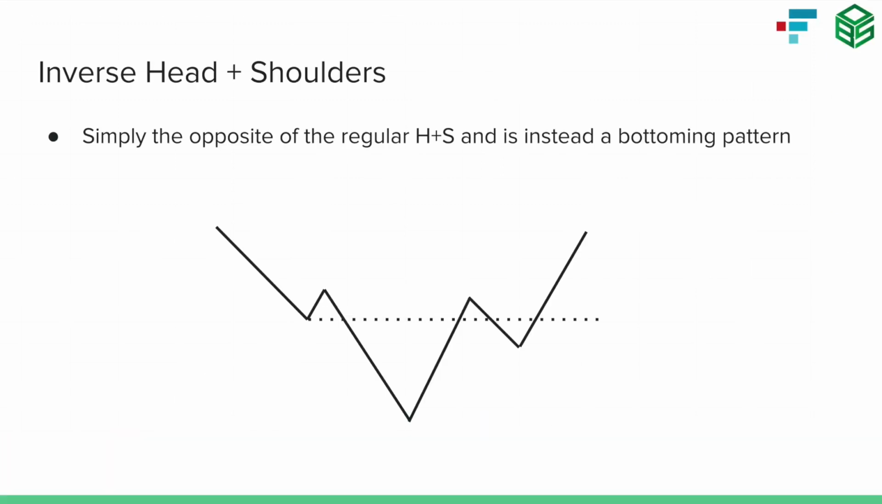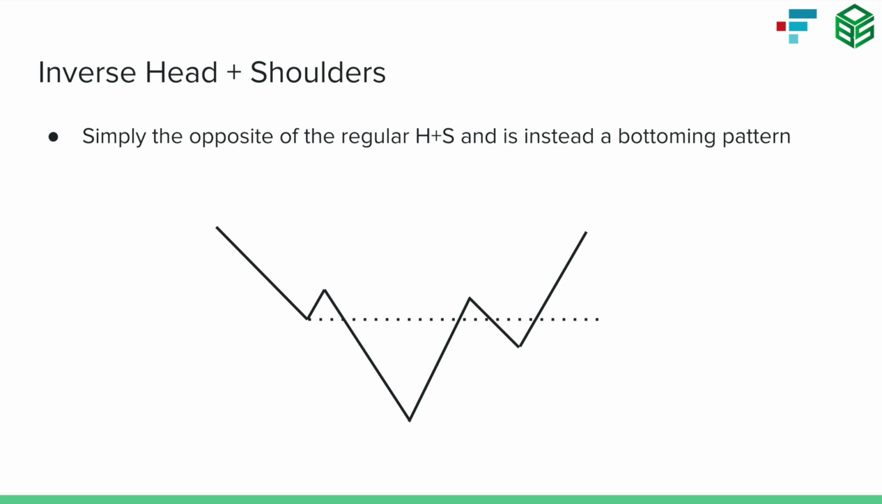So now using similar criteria, but actually the opposite, would be the inverse head and shoulders, which is essentially the opposite of the regular head and shoulders, and instead we use it to signify bottoms. So this is also not as common as people like to think it is, just simply due to the fact that now we need to see that right shoulder undercut that previous support level made by the left shoulder.